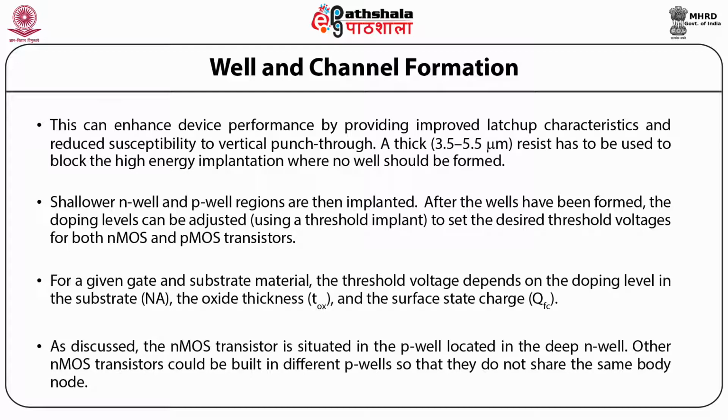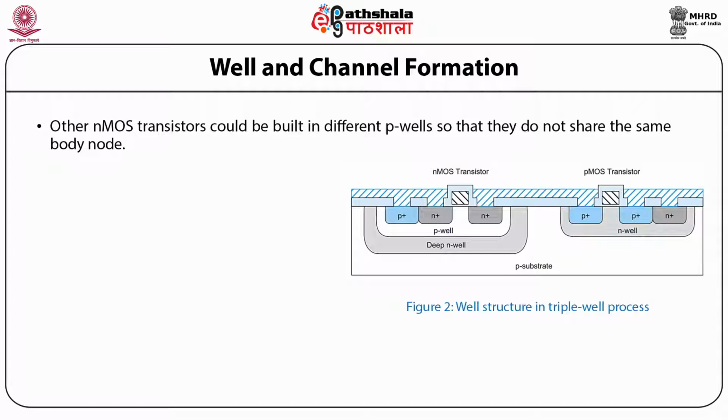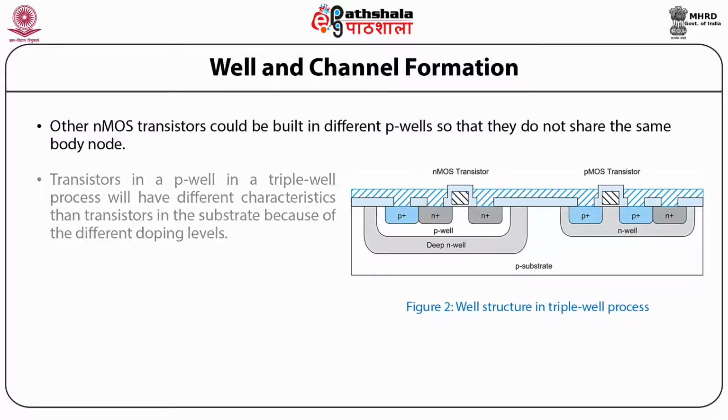This figure shows a typical triple well structure. As discussed, the NMOS transistor is situated in the P well located in the deep N well. Other NMOS transistors could be built in different P wells so that they do not share the same body node. Transistors in a P well in a triple well process will have different characteristics than transistors in the substrate because of the different doping level.